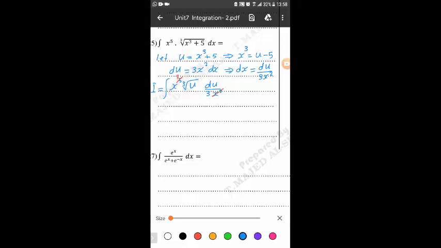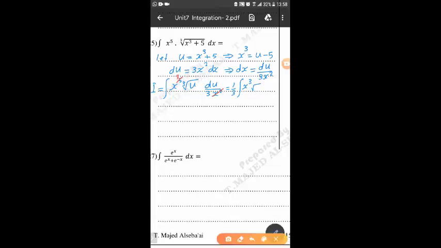Really nice. So it's going to be 1 over 3 outside, integration. Then I have the cube root of x3. I will write instead of root, u to the power of 1/3 du. Did you get that?